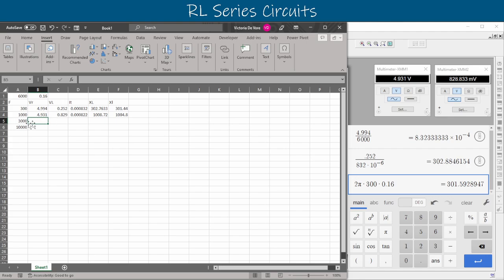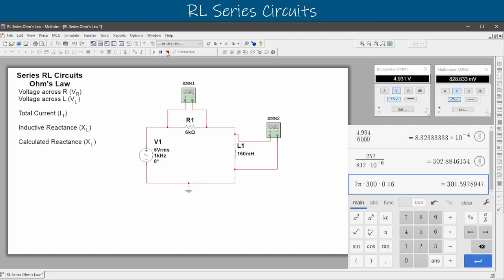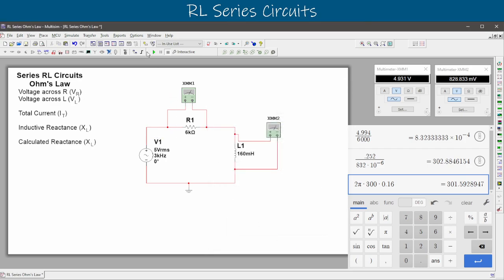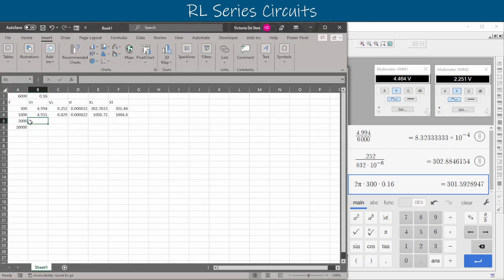We're going to go for our 3000. So we'll adjust this one. We'll stop the circuit, double click, and make this a 3K. Okay, that out and hit play on that. And that's our new value. So we'll adjust our Excel document here.